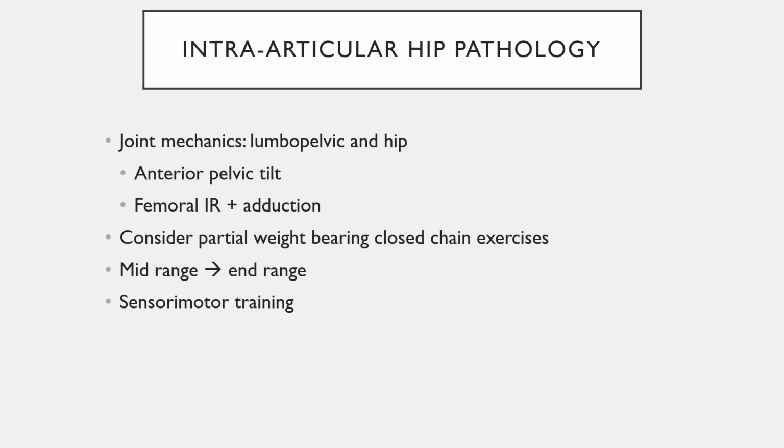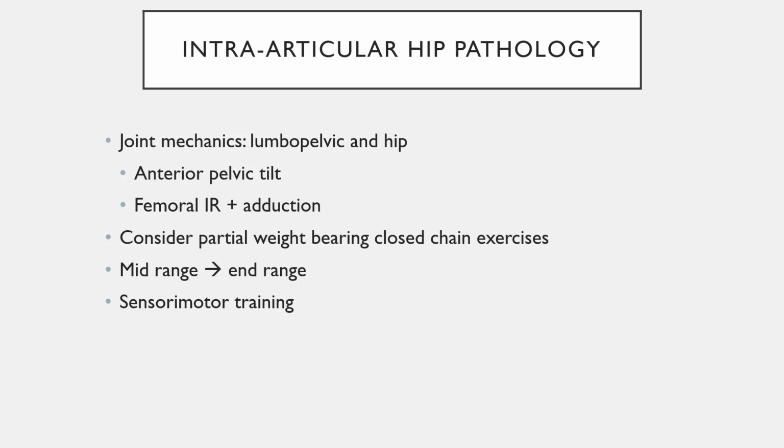And finally, a quick note on considerations when prescribing exercises for intra-articular hip pathology, whether it be osteoarthritis, FAI, or labral pathology. One of our goals is to correct joint mechanics of the lumbar spine and hip with special attention to anterior pelvic tilt and femoral internal rotation along with adduction. Also, consider the benefit of closed chain exercises for joint stability. However, you may begin in partial weight bearing, then progress to full weight bearing.